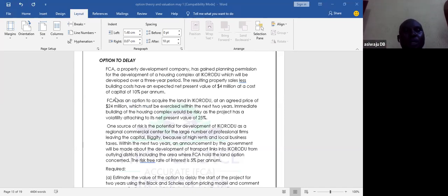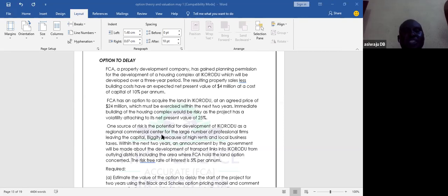FCA has an option to acquire the land in Ikorodu at an agreed price of 24 million, which must be exercised within the next 2 years. Meaning that we might not buy this land immediately. We can buy this land in 2 years' time at 24 million. Immediate building of the housing complex will be risky as the project has a volatility attached to its net present value of 25%.